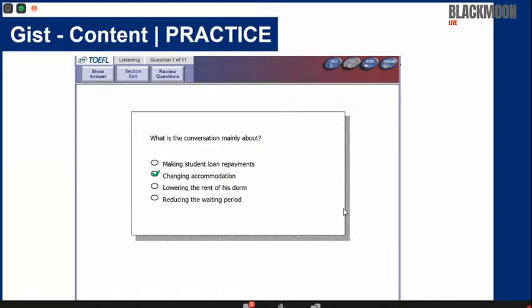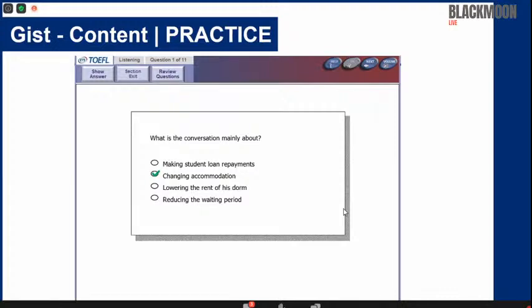No, actually, three is incorrect. Lowering the rent of his dorm. He never asked for that. He never asked for lowering the rent. He said he can't afford the current rent, and that's why he wants to move somewhere else. That is different from asking someone to reduce the rent, right?